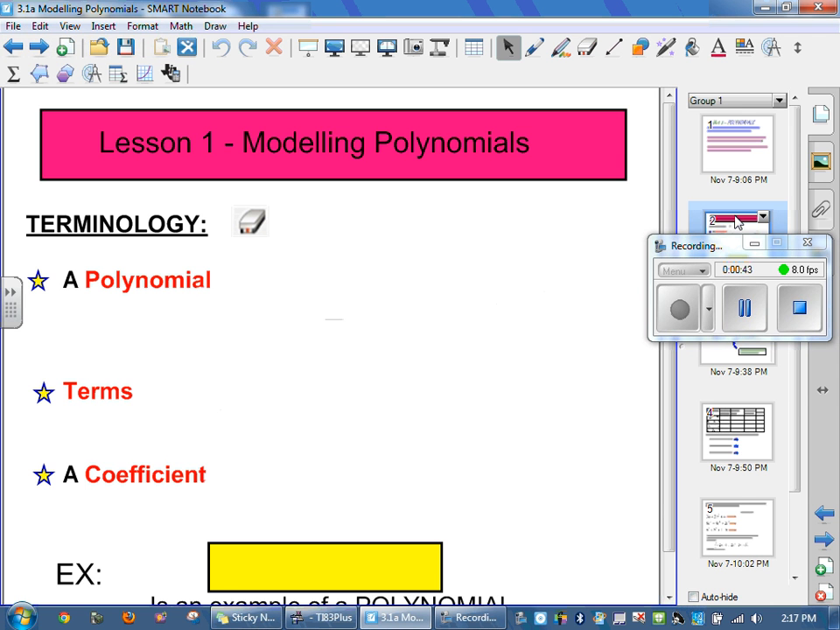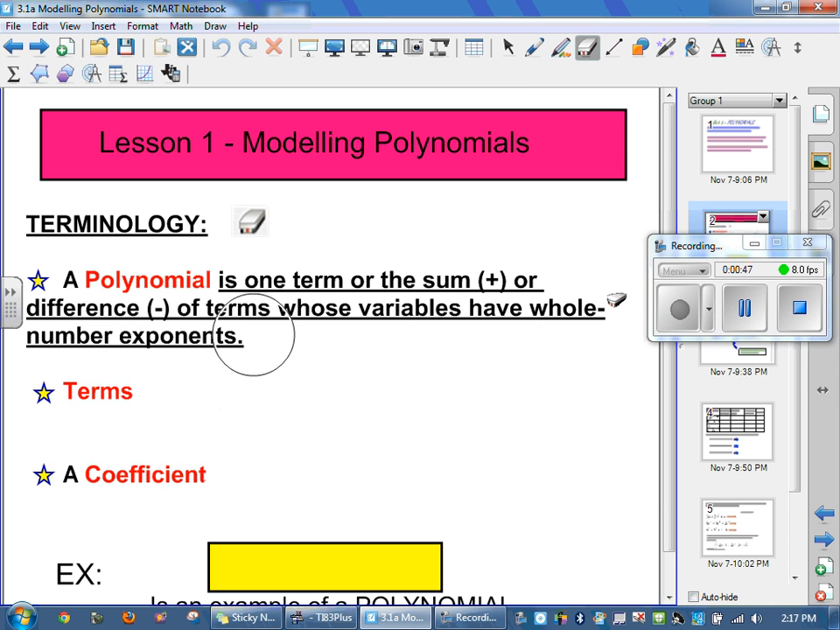So first of all, what is a polynomial? Well, a polynomial is one term or the sum or difference of terms whose variables have whole number exponents. Okay? Take a moment and write that down.